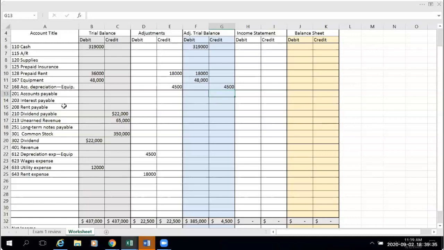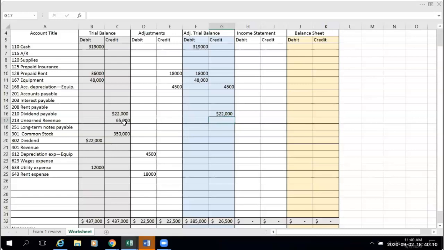Rent payable. Do I owe anyone for any rent? Do I need to record that? This is the time. And looks like no, I don't have any rent payable. So I'm going to skip that also. Dividend payable, I already recognized that, and the liability still exists. We didn't pay anything yet, so here we go. That will be on the credit side. This is where you normally make a mistake, so here we go. On the credit side, 22, enter, and dividend payable will be just transferred over there.